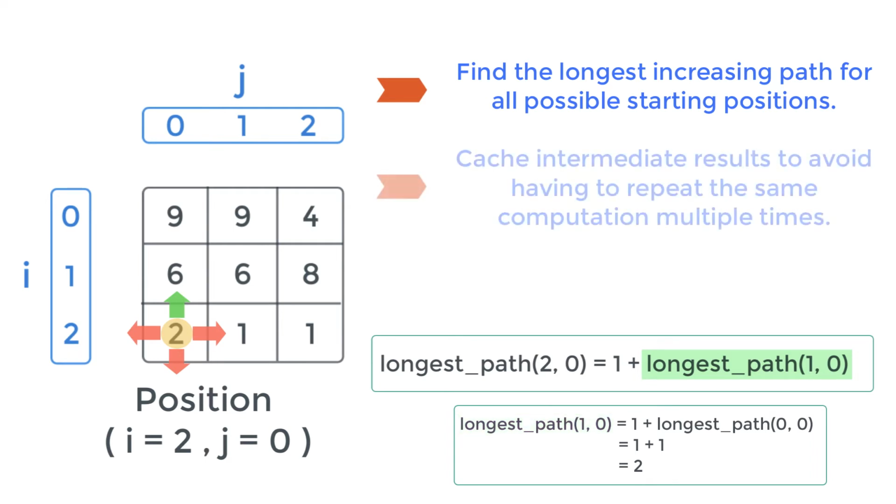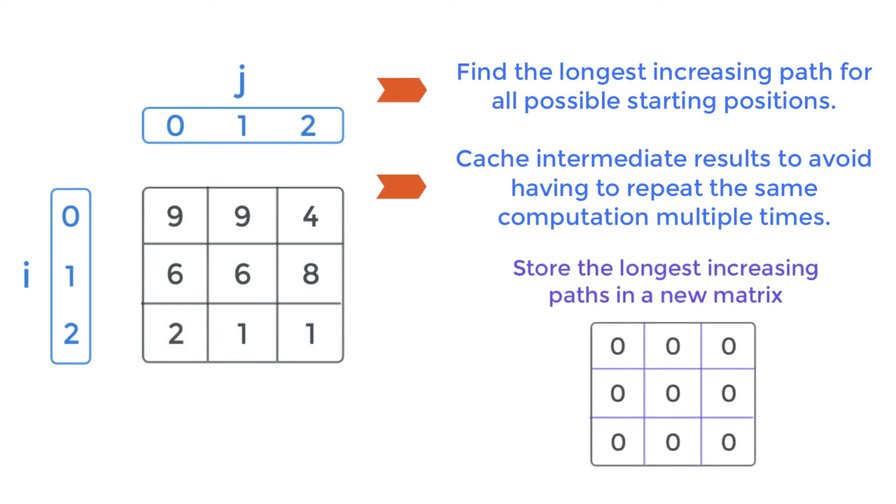To overcome this problem, we can use memoization. This means optimizing the solution by caching intermediate results to avoid having to repeat the same computation multiple times. We can create a new matrix that will store the longest increasing paths for each starting position. At first, this matrix will contain all zeros. Each time a longest increasing path for a position is found, we will remember the result by storing it in this new matrix. Each time we want to get the longest increasing path for a position, we will first check its value in this new matrix to see whether it has been computed already.